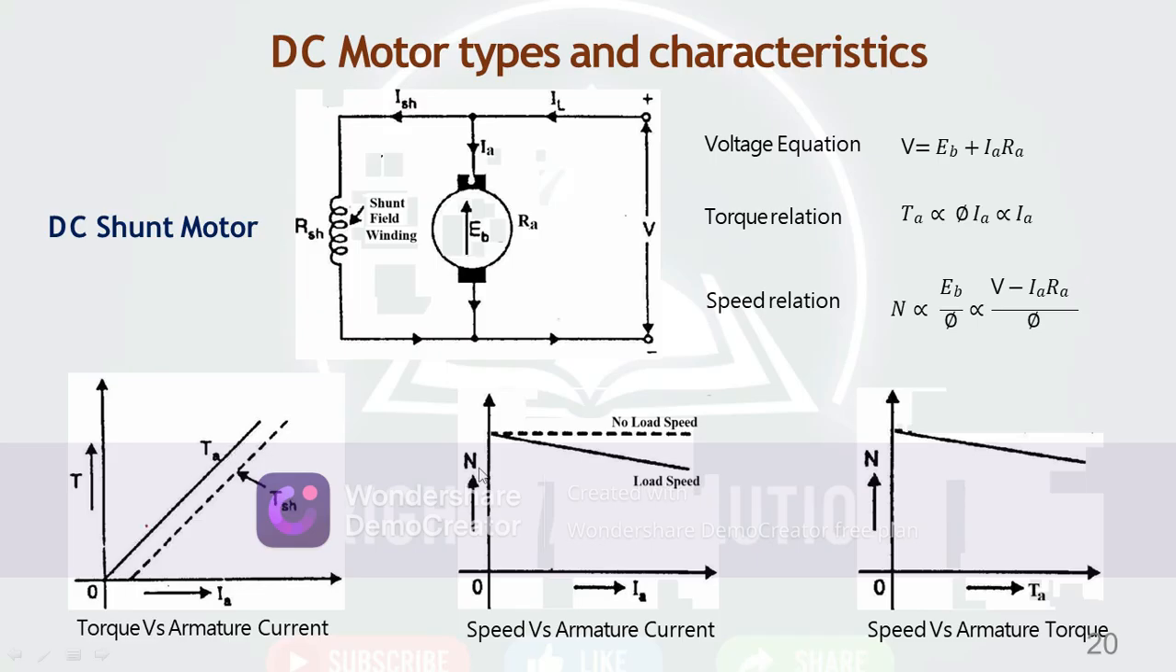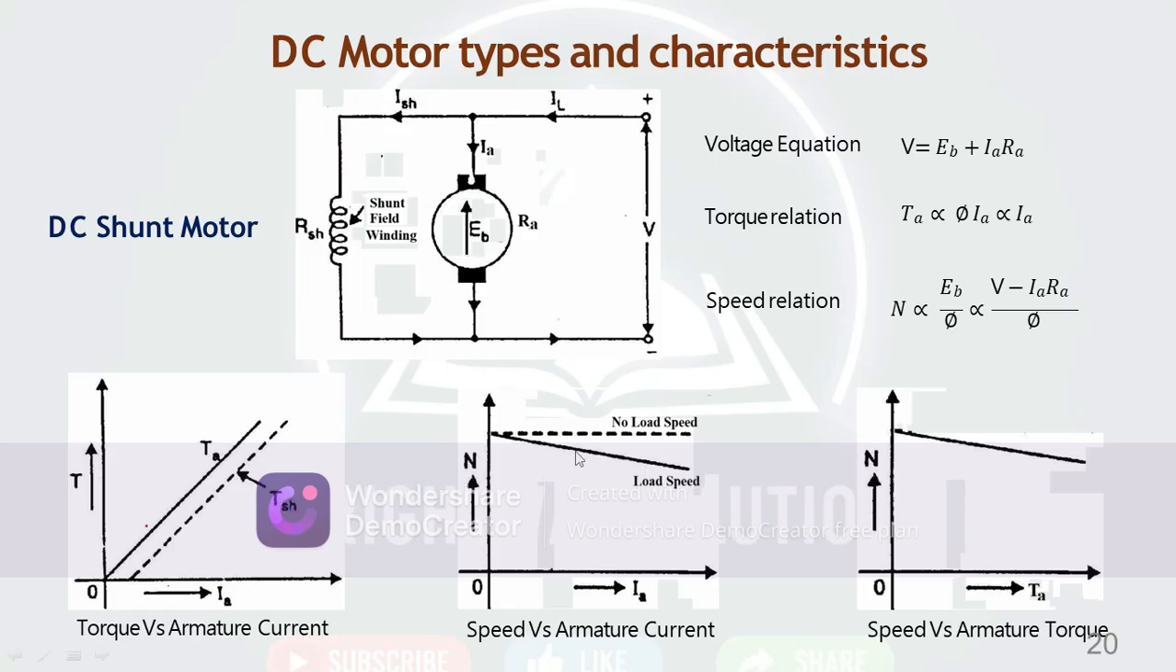As you know, torque is a twisting term. Twisting force is considered as torque. Next, speed versus armature current. The speed of the DC motor is ideally constant. There is no change in speed as the load varies. With constant voltage, a constant speed is provided by the DC shunt motor.